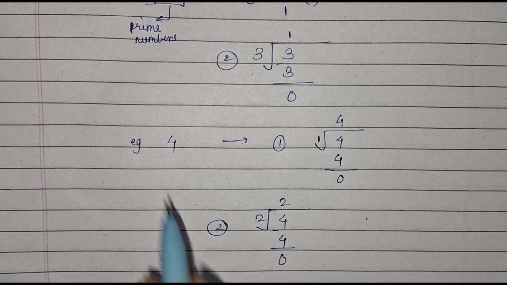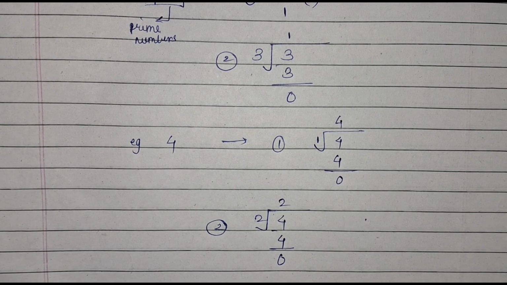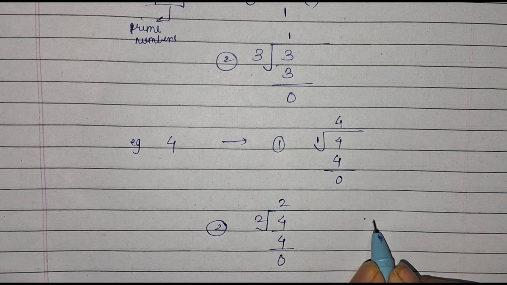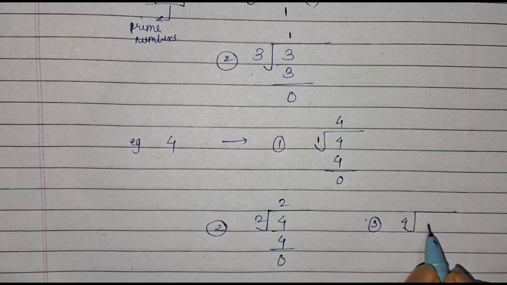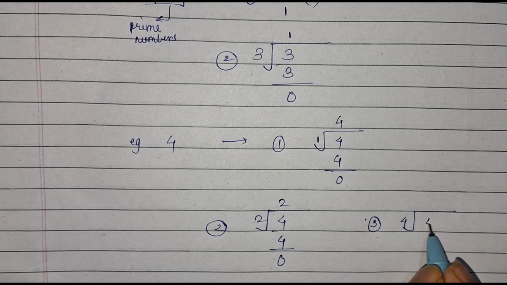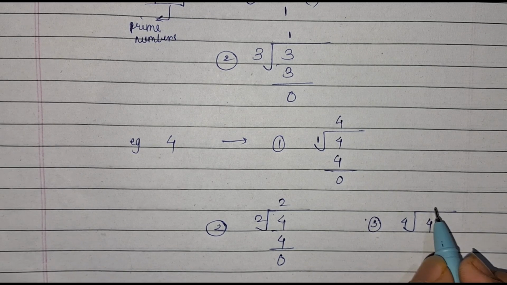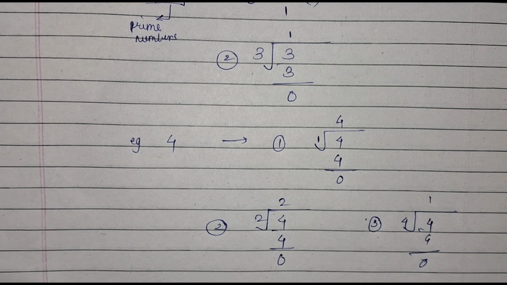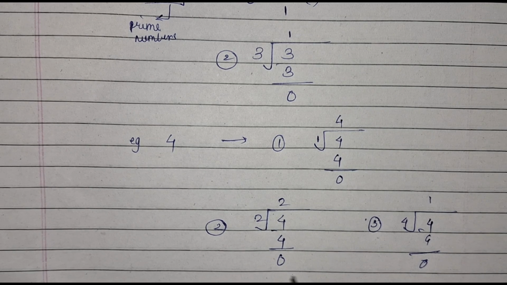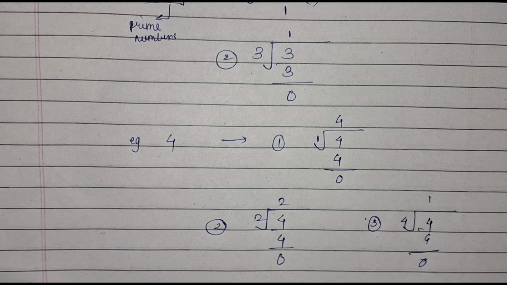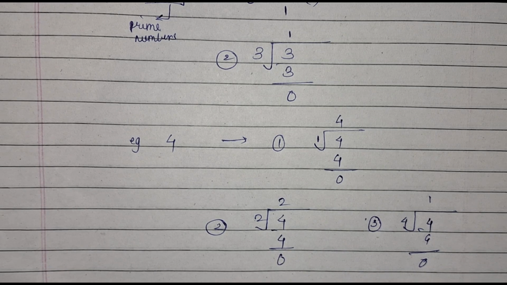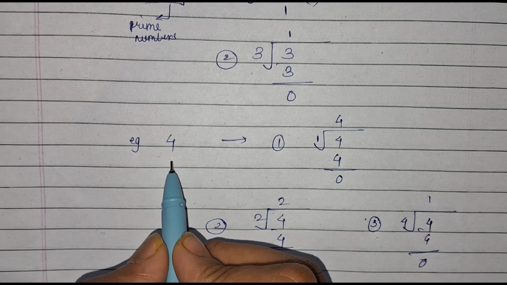The number should be divisible only by 1 and itself, meaning if it is only divisible by 4 and 1, then we call it a prime number. But it is also divisible by 2 completely, that's why 4 is not a prime number.